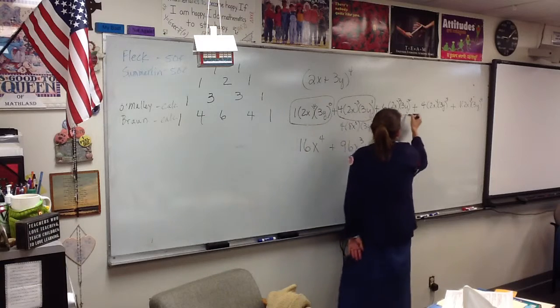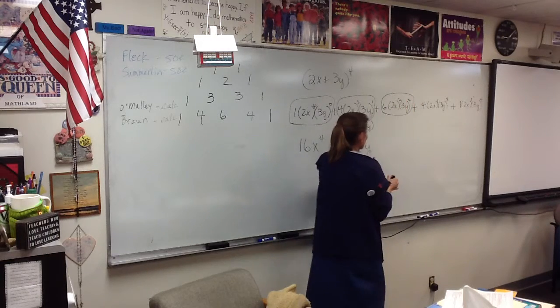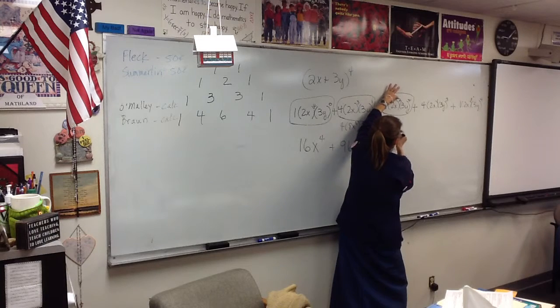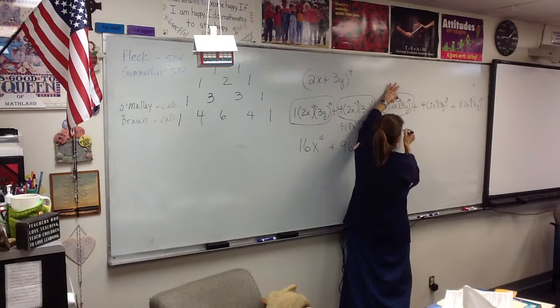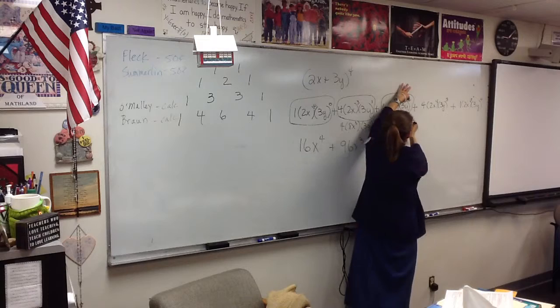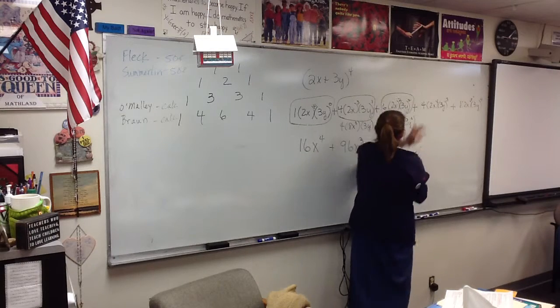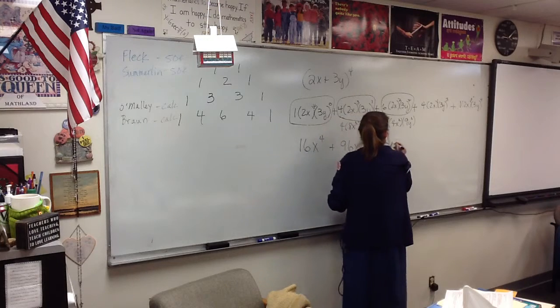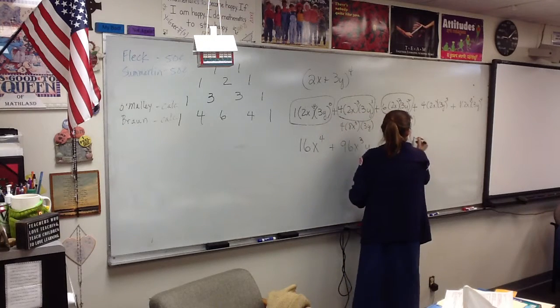Next. All right, what am I going to have here? Got a 6. What's this going to be? 4x squared. What's this going to be? 9y squared. Okay, somebody help me with the calculator. Is that 216? Yes. X squared, y squared.